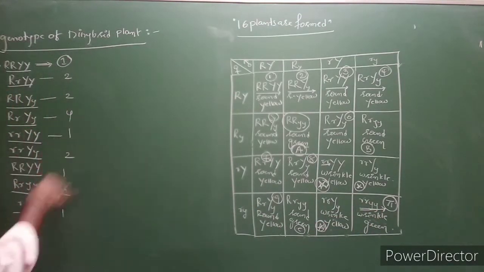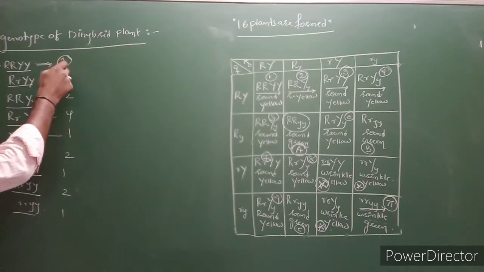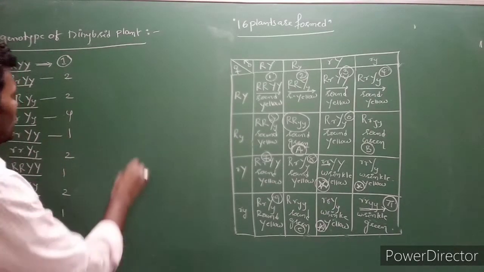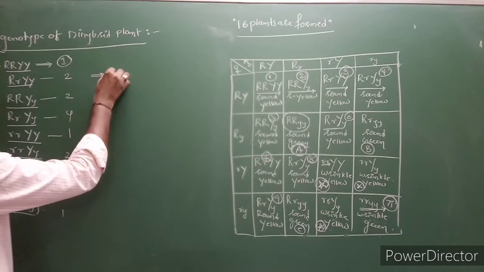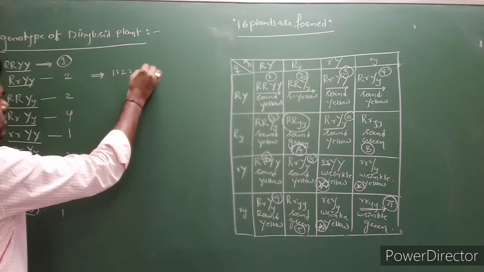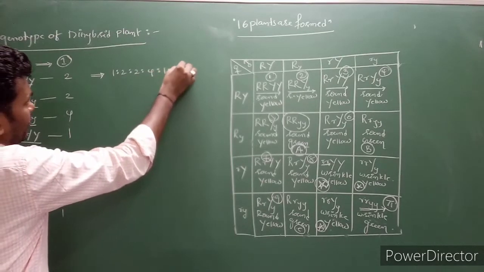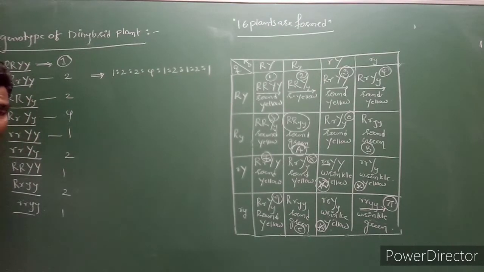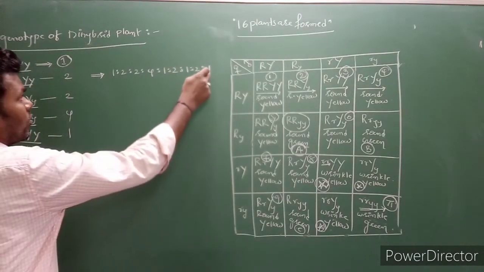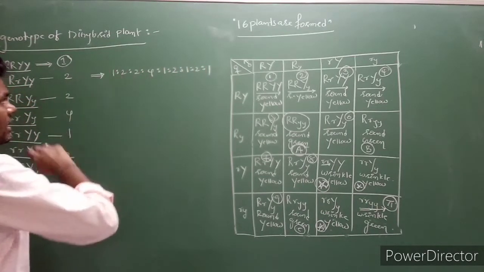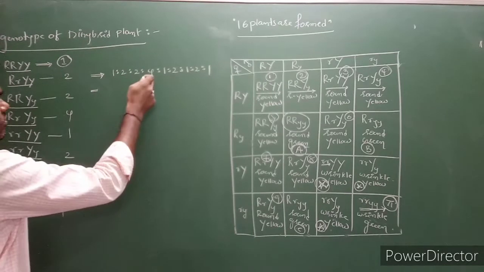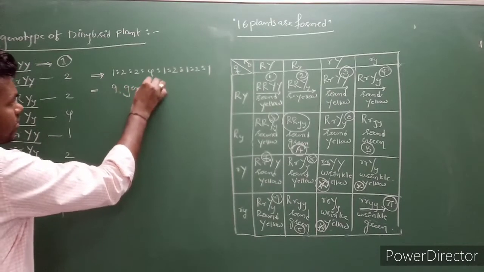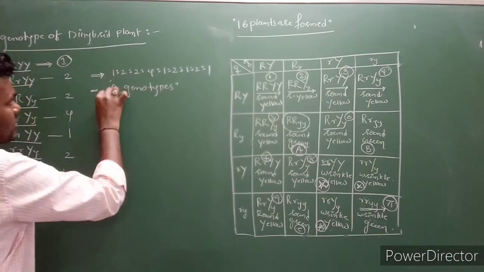Okay, so if you count here, the overall genotype ratio is 1 is to 2 is to 2 is to 4 is to 1 is to 2 is to 1 is to 2 and 1. So this is actually the genotype. What is the genotype of dihybrid? 1 is to 2 is to 2 is to 4 is to 1 is to 2 and 1 is to 2 and 1. This is the genotype of dihybrid. How many plants? 1, 2, 3, 4, 5, 6, 7, 8, 9. Nine genotypes are formed.